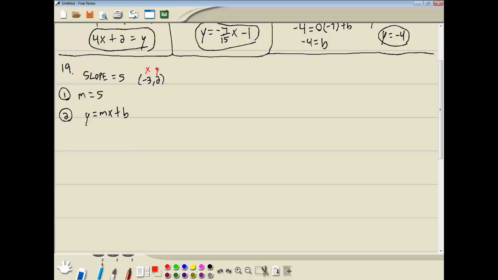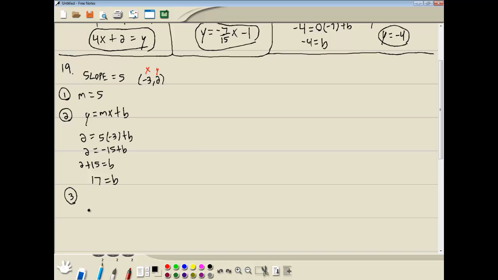So this is our x and this is our y. So we got 2 equals, and m we said was 5, so put 5 in for the m, times x, which we said was negative 3, plus b. And then we want to solve for b. 5 times negative 3 is negative 15 plus b. Take negative 15 over, becomes a positive 15. So we end up with b is equal to 17.